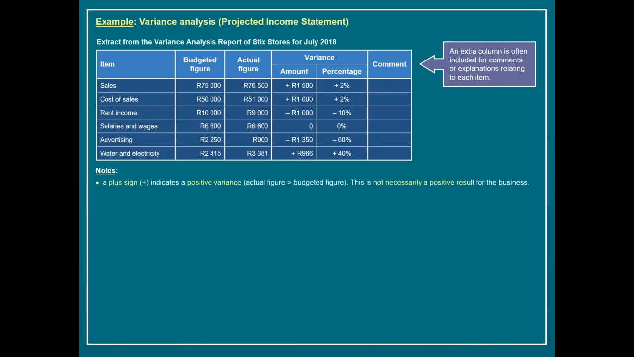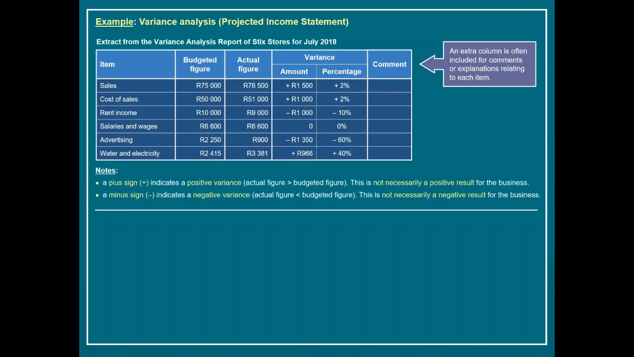A plus sign indicates a positive variance, so the actual figure is bigger than the budgeted figure. This is not necessarily a positive result for the business. It will depend whether it was an income or expense. A minus sign indicates a negative variance. In other words, the actual figure is smaller than the budgeted figure. Similarly to above, this is not necessarily a negative result. It will obviously depend whether it was an income or an expense item. So if it's an income item, a positive is good. If it's an expense item, then a positive is bad.